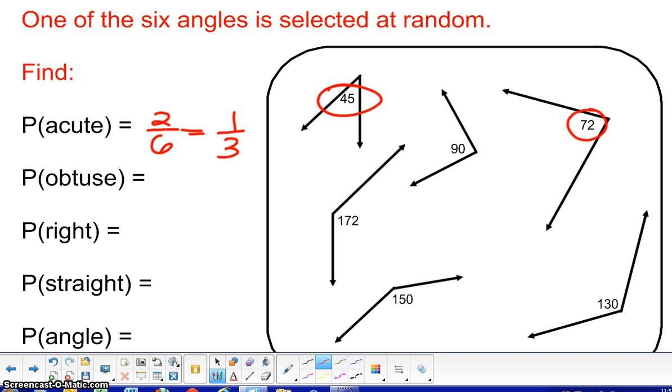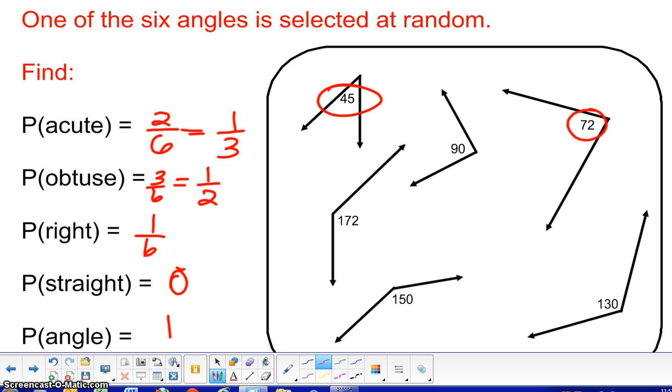Okay, go ahead and try that for the next 4 problems. Push pause and see if you can do it, and then check your answers. Okay, now that you're back, you should have got an answer of 1/2 because there were 3 different obtuse angles out of 6. You should have had 1 out of 6 for right angle. Straight angle, there weren't any, so this is one of those 0 probability. And what was the probability of getting an angle out of this bunch? Of course, 100%. So the answer is 1.